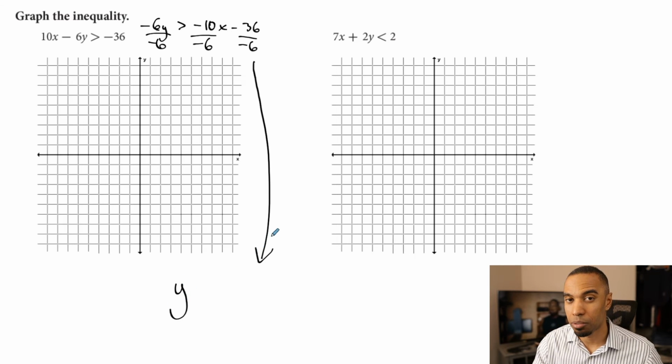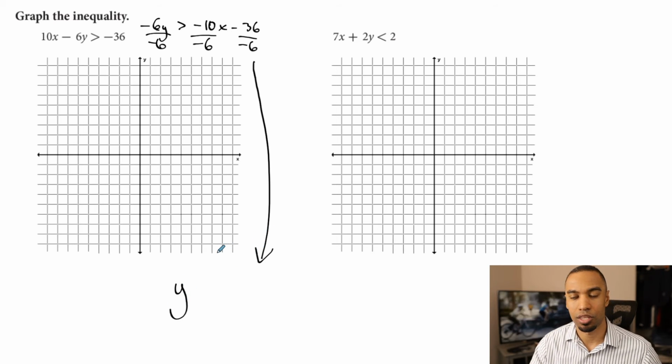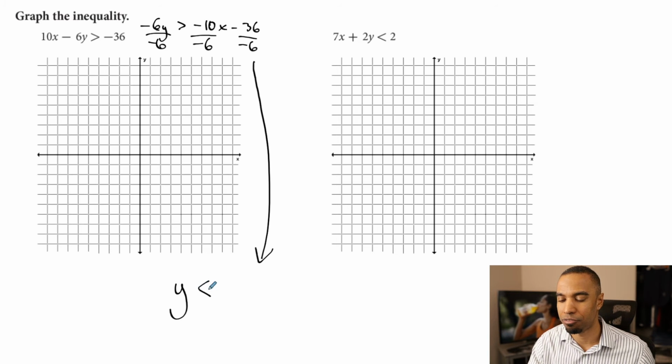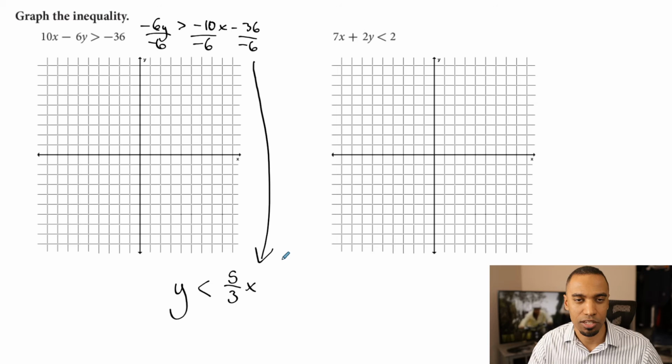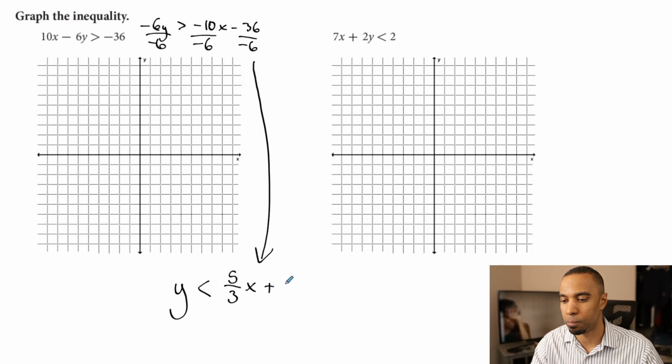And as long as you test a point to make sure that it works, there won't be a problem because you'll know to flip it afterward. So remember to flip your inequalities, remember to test points as often as you're able to.